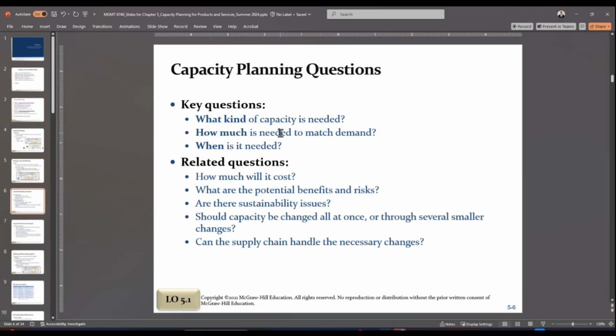What is the quantity you are looking for in each product line and their variants? So what quantity is needed, and then when it is needed. Timing is very important. Do I need it tomorrow, or next week, or a month from now, or 6 months from now? These are the key questions to keep in mind.